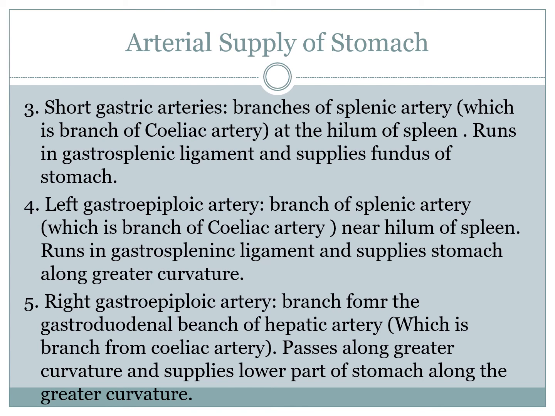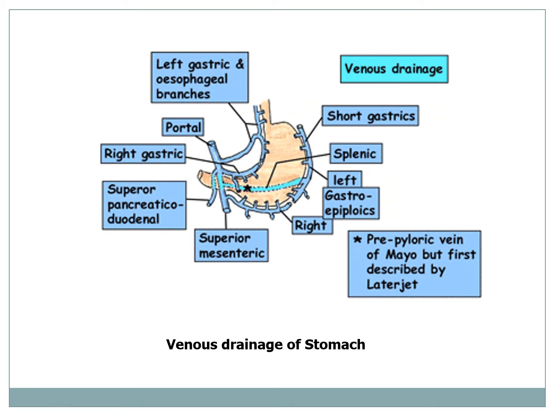The short gastric artery, a branch of the splenic artery, which is a branch of the celiac artery, at the hilum of the spleen runs in the gastrosplenic ligament and supplies the fundus of the stomach. The left gastroepiploic artery, a branch of the splenic artery, runs from the hilum of the spleen in the gastrosplenic ligament and supplies the stomach along the greater curvature. The right gastroepiploic artery, a branch from the gastroduodenal branch of the hepatic artery, which is a branch from the celiac artery, passes along the greater curvature and supplies the lower part of the stomach along the greater curvature. So this is the arterial circle.